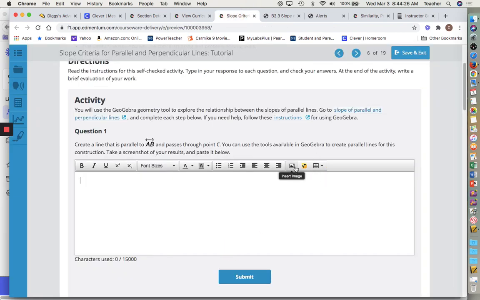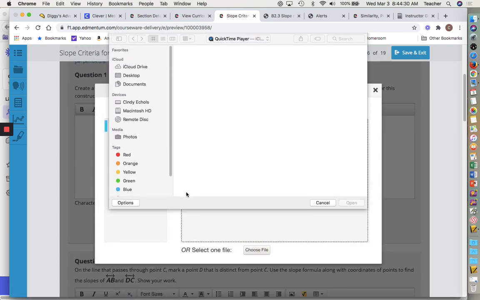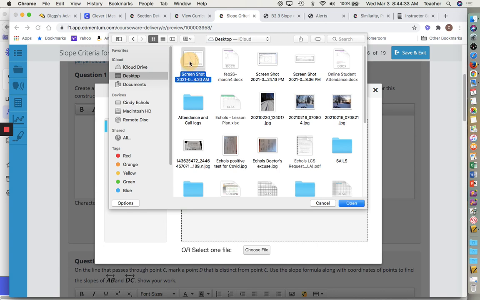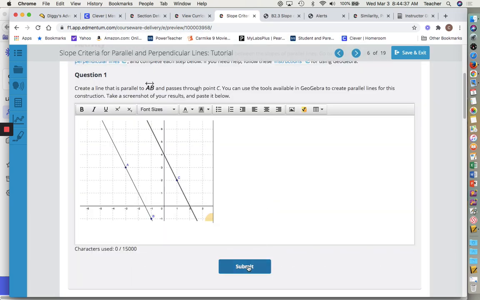And come back here and insert image. Now, when I choose my file, I always go to my desktop. It's just easier. All right, there we go, hit submit.